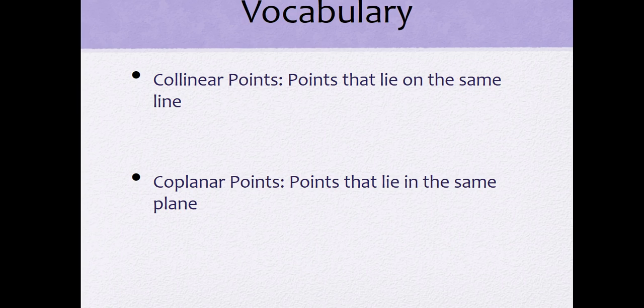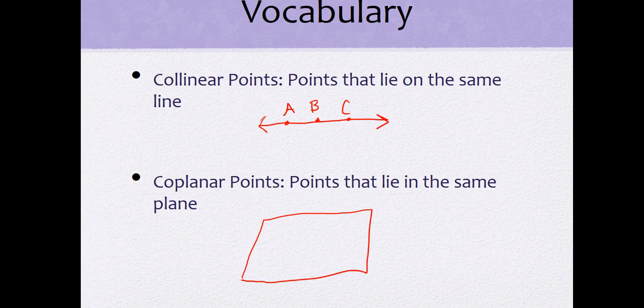Our fourth vocabulary word is collinear points. So those are points that lie on the same line. So here's my line. A, B, and C would be collinear points because they are all on that line. Coplanar points, the same idea. Points on the same plane. So all inside this.